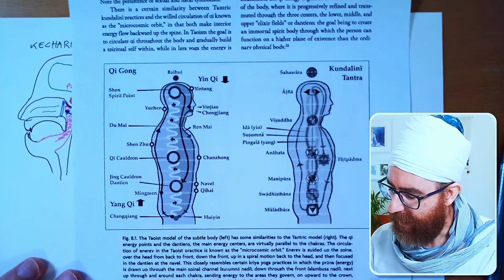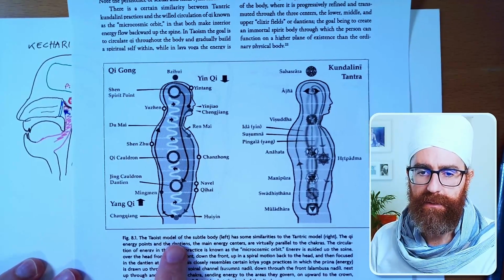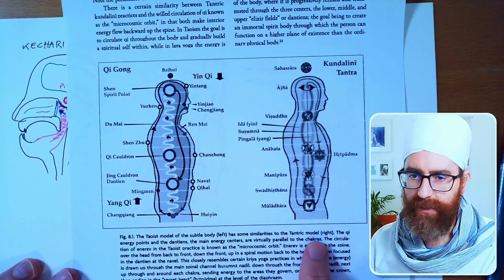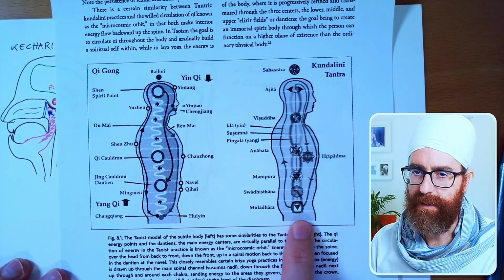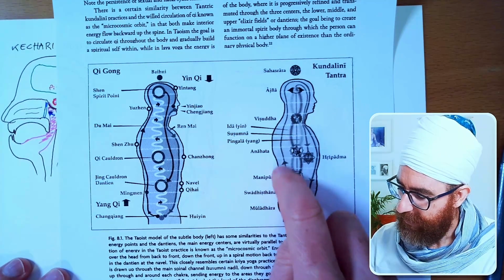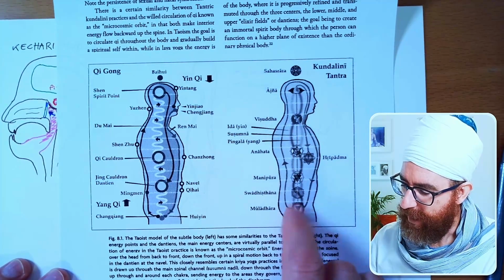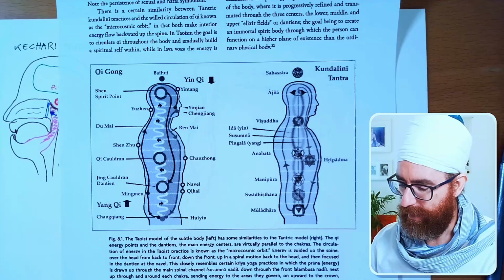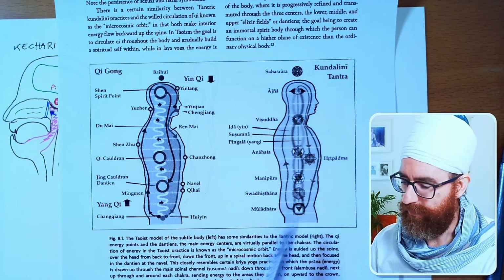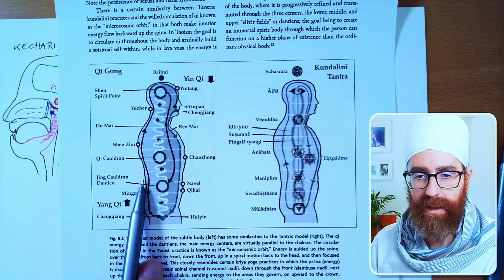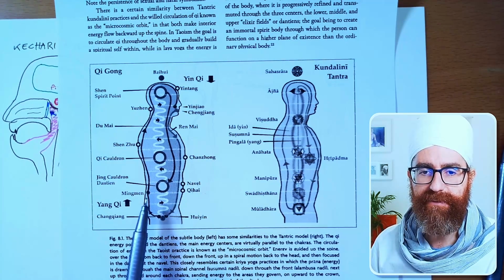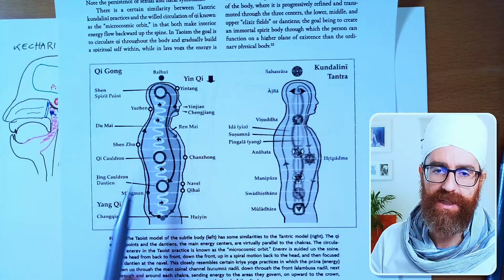And it talks about how the Taoist model of the subtle body, this is on the left, has similarities to the Tantric model on the right. And it talks about Kundalini Tantra. And look at the diagrams with the arrows, yeah? With doing the macrocosmic orbit. I hope you can see it in the Kundalini Tantra and in the Qigong. It just uses different names, yeah, Chinese names for these things.